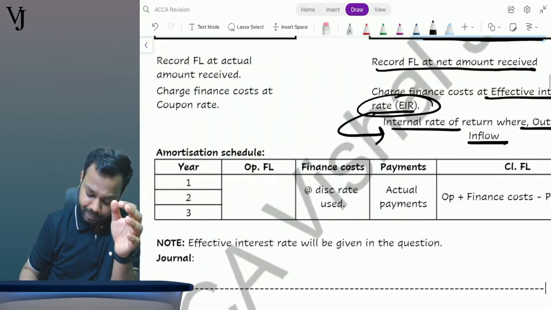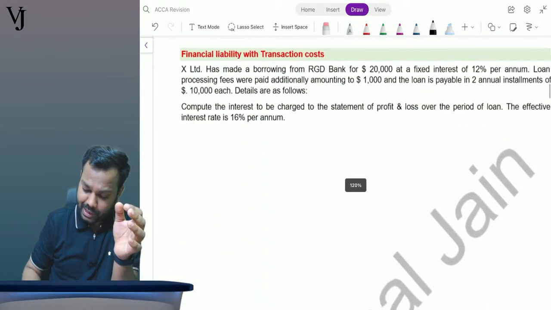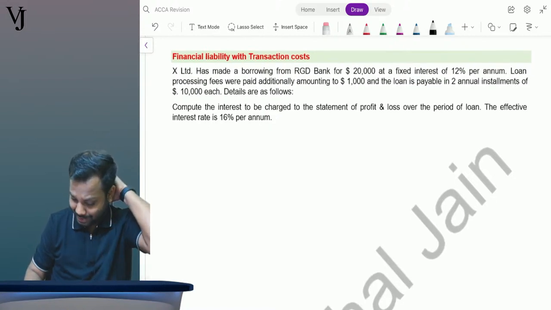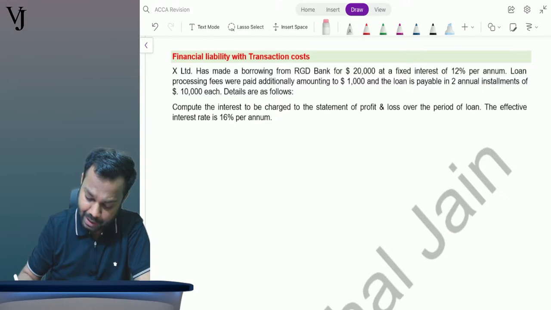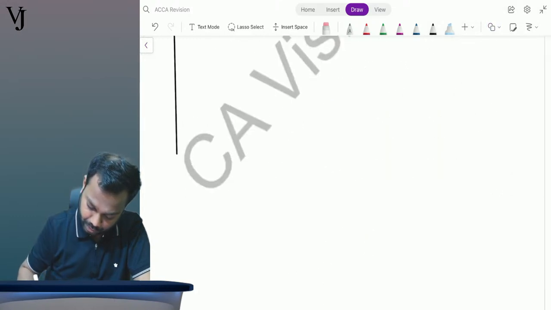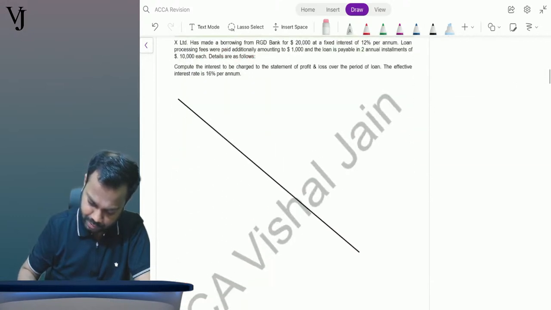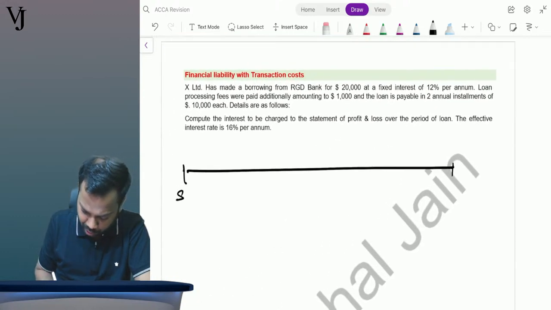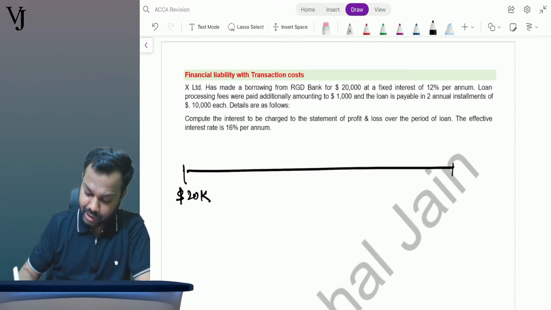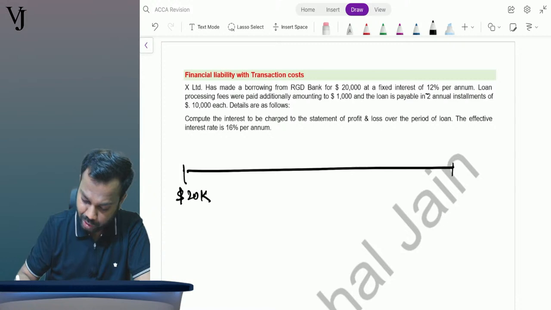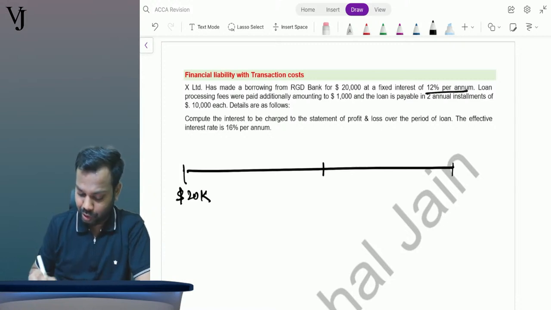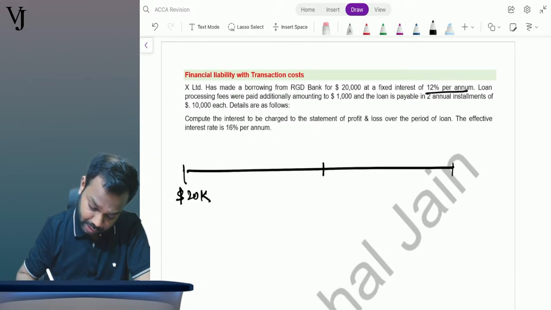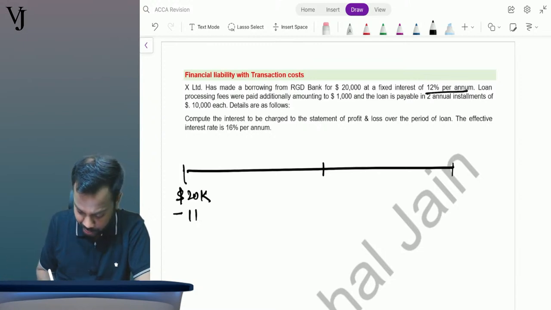Now let's take up a question and understand. It says that X Limited has made a borrowing from a bank, and the borrowing amount was $20,000. The fixed interest rate is 12% per annum, and the loan is for 2 years. Further, the processing fees are 1000. So what is the net amount received? 19k.